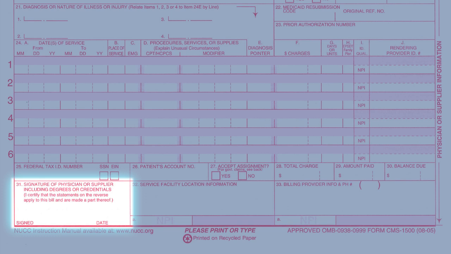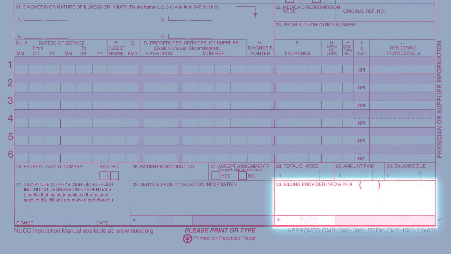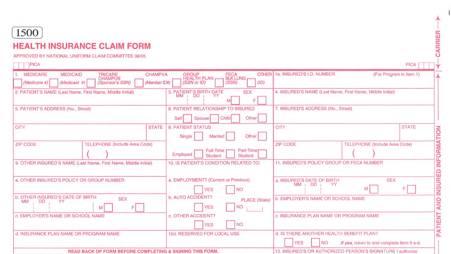The last of our mandatory fields is field 33, billing provider info and phone number. This is where your organization's name, address, and phone number are populated. This is where your explanation of benefits, otherwise known as your EOBs, and your checks will be sent. 33A is where your organization's NPI number is included. Remember, your organization has an NPI number, as do your providers, and these are different numbers. For more information on NPI numbers, please visit our CMS 1500 form tip sheet on our website.